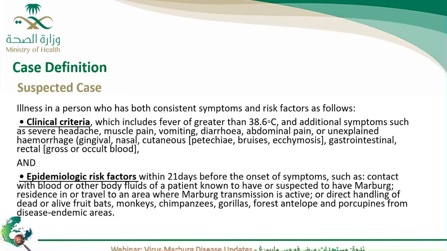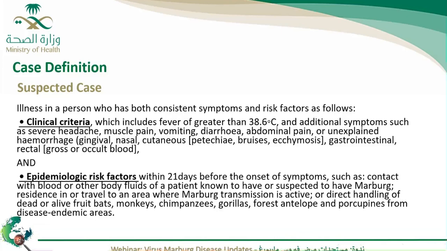If we want to define the cases as clinical practitioners, first of all we have to know that there is a clear criteria for suspected cases. We have to follow two aspects, clinical criteria and epidemiological risk factors, to identify a suspected case. That is an illness in a person who has both consistent symptoms and epidemiological risk factors. The clinical criteria are a fever of greater than 38.6 degrees centigrade, and additional symptoms such as severe headache, muscle pain, vomiting, diarrhea, and abdominal pain, or unexplained hemorrhage from different sites of the body.